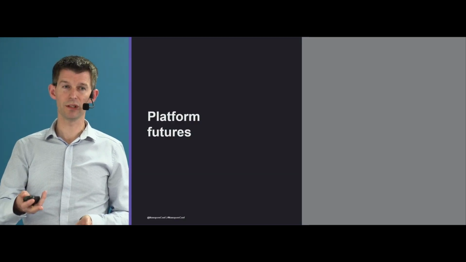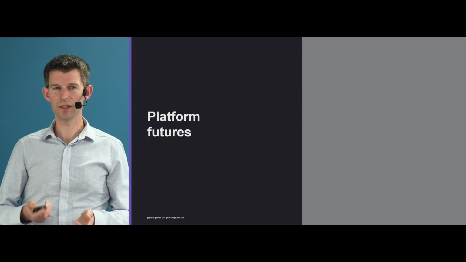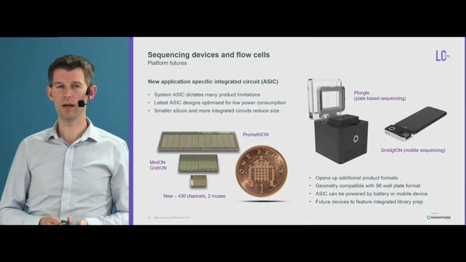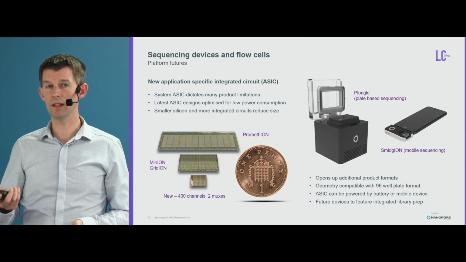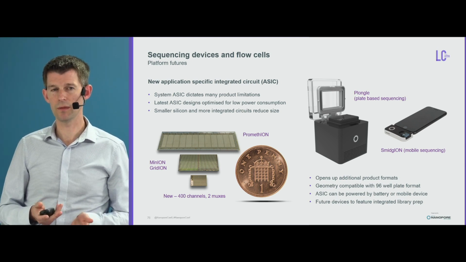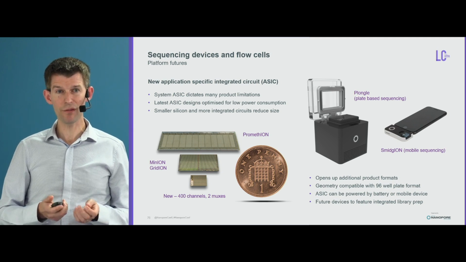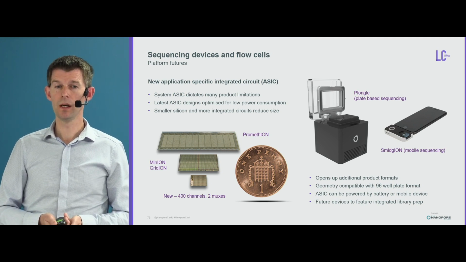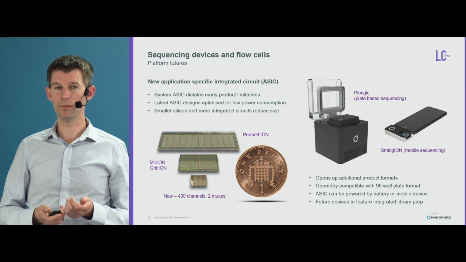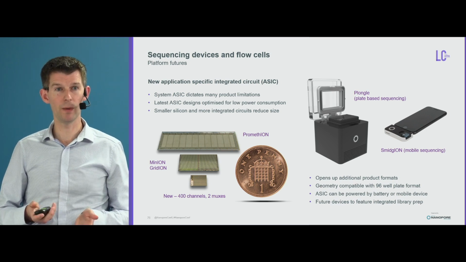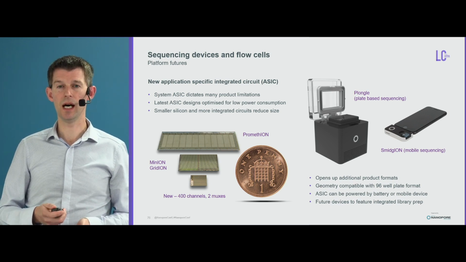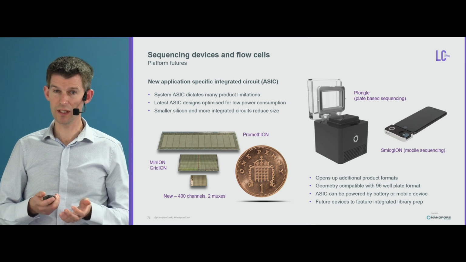So we're going to look a little bit further into the future now. I mentioned we'd pulled back a few features from here to make the wells deeper. We're going to look at what we're doing slightly longer term. So this slide's really just a reminder. One of our core components of our platform is the ASIC, and we do have a new ASIC. We're still working on this. It's much smaller than both the MinION and the PromethION ASIC, and it's much lower power, and that opens up new formats like Plongle and the SmidgION mobile sequencing. So we're still working on this.